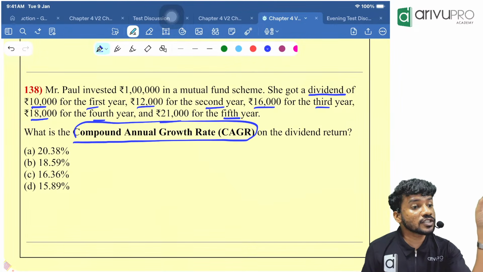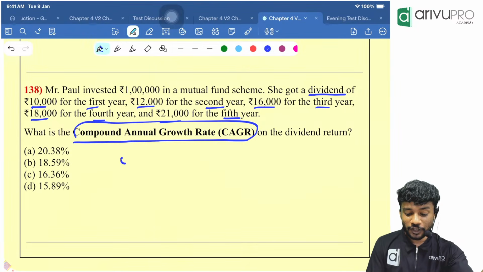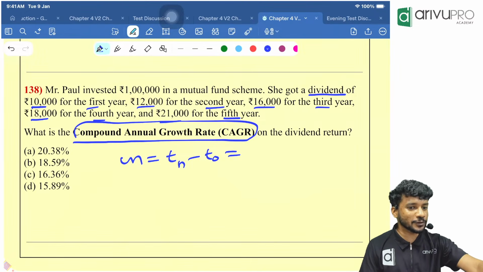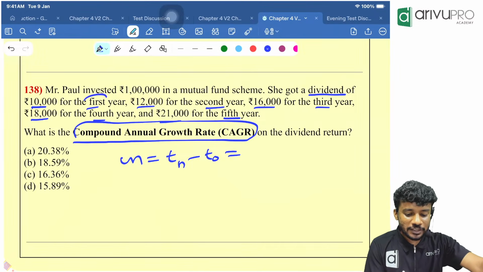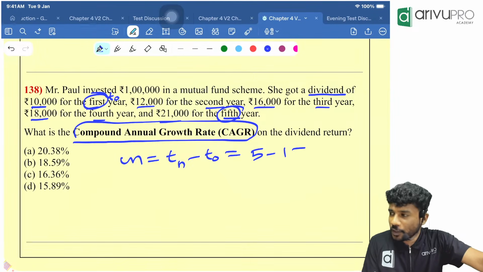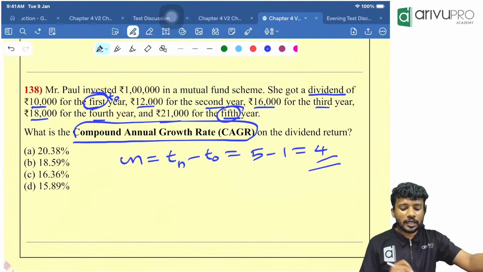Are they asking which year to which year? No. Then how will you find n? N is nothing but Tn minus T0. I told you, if you are born in 2008, the base year is 2008. So T0 will be 1, and Tn, the current year, will be 5. 5 minus 1 is 4. Now take your calculator.